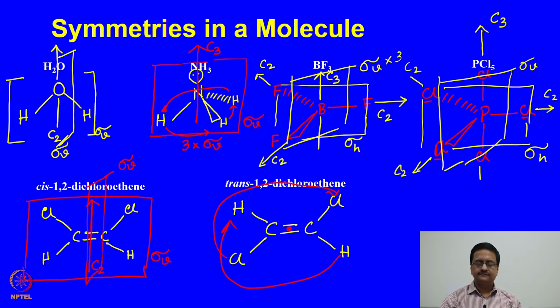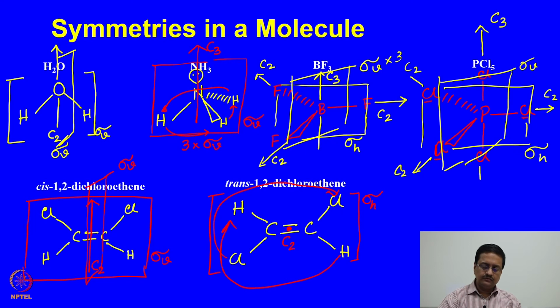And what else? The plane of this molecule is a sigma plane, but this plane of the molecule, that is the plane of the projection, is perpendicular to that C2, which is passing through the center of the bond and perpendicular to the plane of projection. So, this sigma is nothing but sigma H.